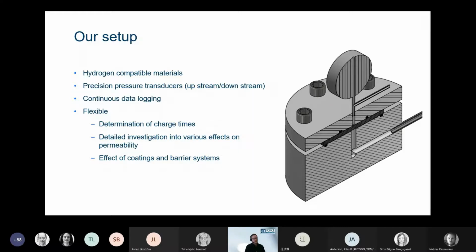It basically gives you the possibility to investigate different effects on permeability. That can be coatings, or it can be something simple like heat treatments or mechanical working on different metals. One thing we took into consideration when designing this is to create as small a volume as possible where we need to have the gas, because with a small volume we can test with higher pressures without it being too dangerous. And the more safety you need, the more costly things get.